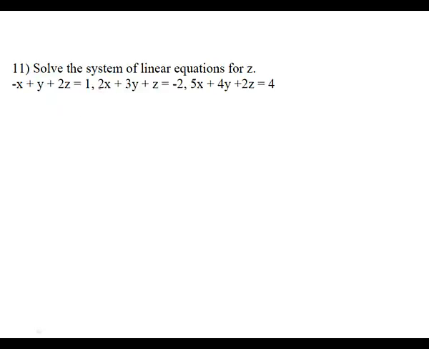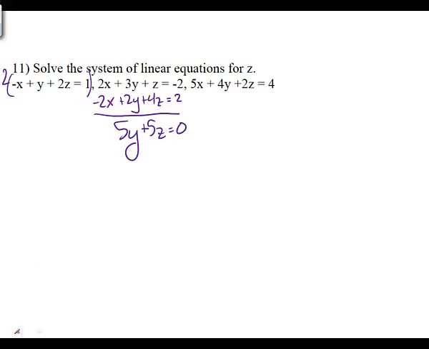Okay? So if I use this one as the multiplier, in order to add to this one, if I'm going to get rid of x, what do I need to use for the multiplier? 2. So I've got negative 2x plus 2y plus 4z equals 2. All right, the x's are gone. What's 3y plus 2y? 5y. What's z plus 4z? 5z. And then 0, right? 7.